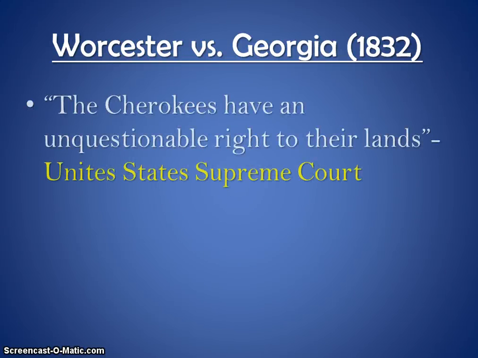So surrounding this case, the Cherokee Indians actually took the government to court and said, these are our lands, we were here before you, and we believe that we should have the right to be on these lands. And it went all the way up to the Supreme Court. And the Supreme Court justice actually said, quote, the Cherokees have an unquestionable right to their lands. So, the Supreme Court said the Indians can stay there and the government can't force them off their land.